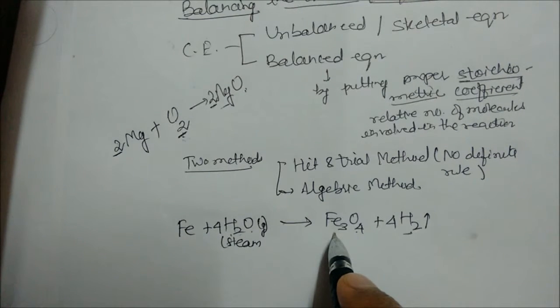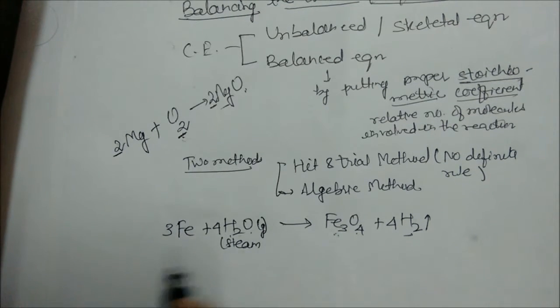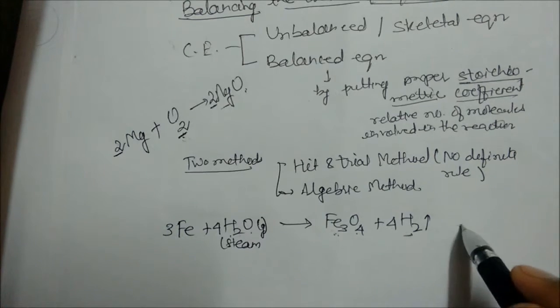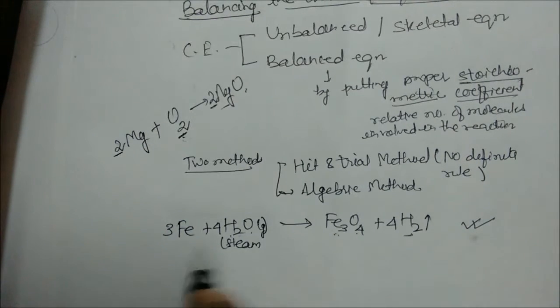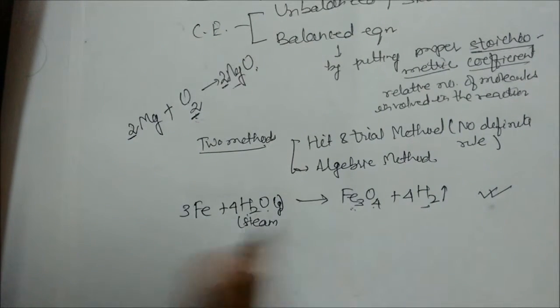So the number of atoms of Fe in Fe3O4 is 3, so directly put 3 here. In this way this equation can be balanced. So this is your hit and trial method. For this we require some sort of practice. After practicing, we can easily balance it.